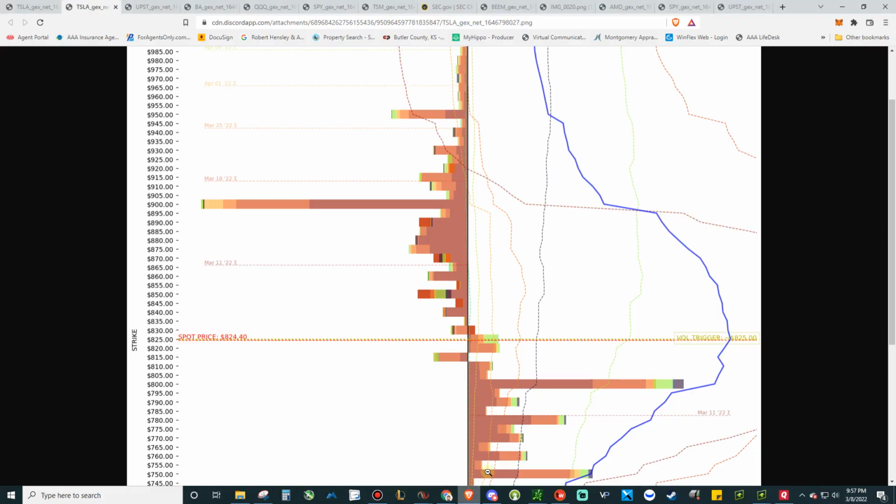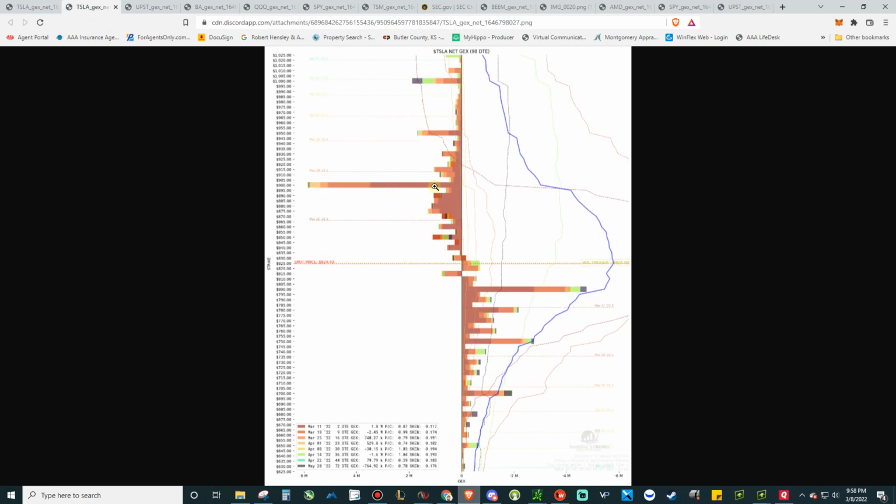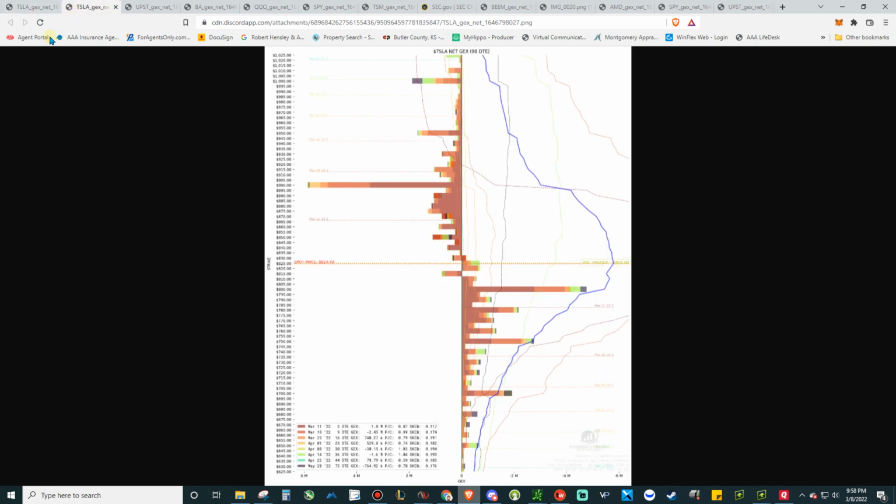Now, where can it go? Well, we're seeing here that we had some gamma exposure here. This was yesterday, gamma exposure here. So it's 900, 800. We had a huge bump in exposure here on the 900s. Not as much. We actually had a reduction in gamma on the 800.